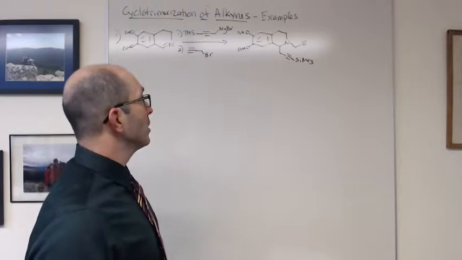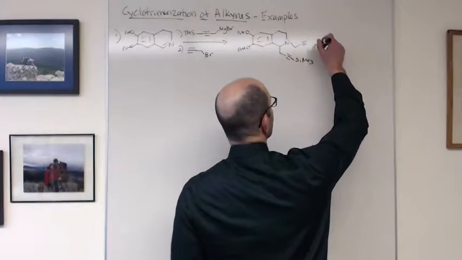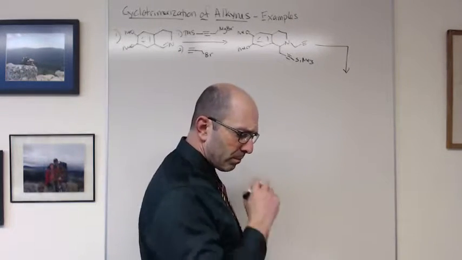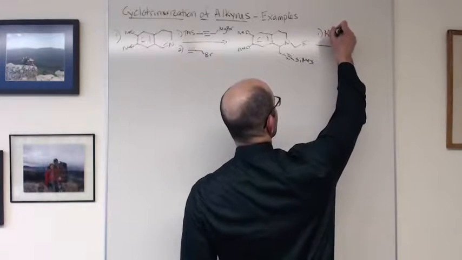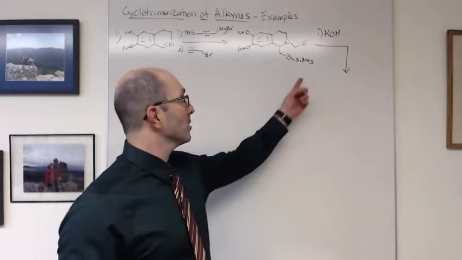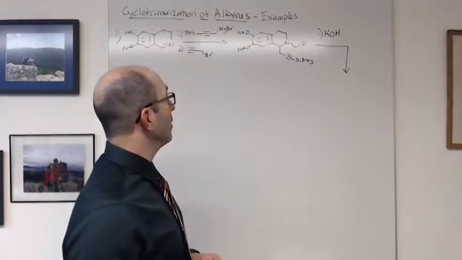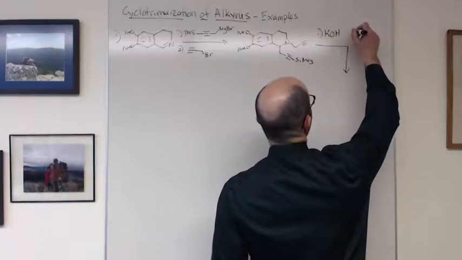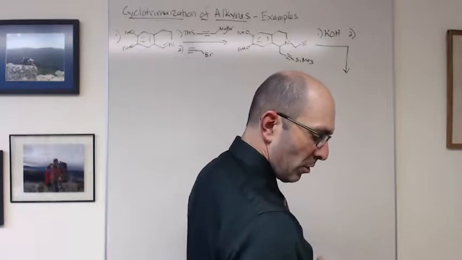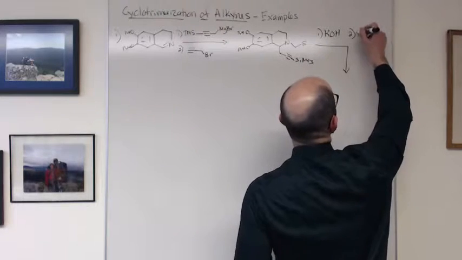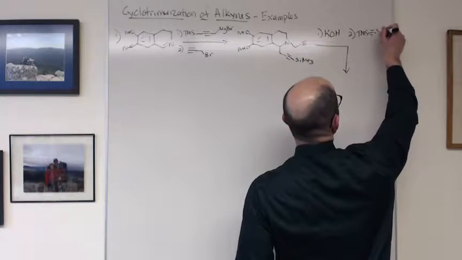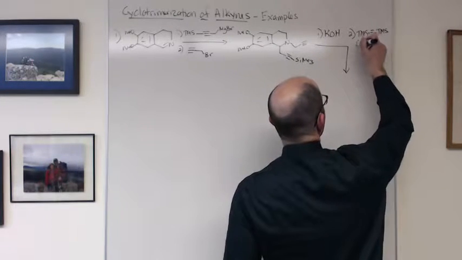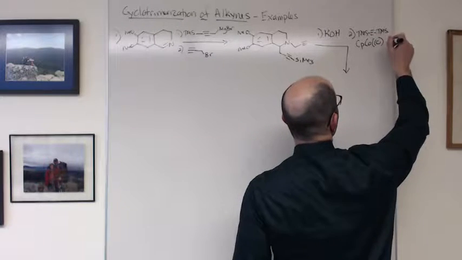So let's just take a look at a couple of examples of how we can functionalize this using our cyclotrimerization reaction. The first one is just going to be if we add KOH. KOH will enable us to deprotect the TMS group on that alkyne, so we can remove that and just replace it with a hydrogen. Then we can do our cyclotrimerization reaction. So we'll add an alkyne with 2 TMS groups. And then we can add our cobalt catalyst.